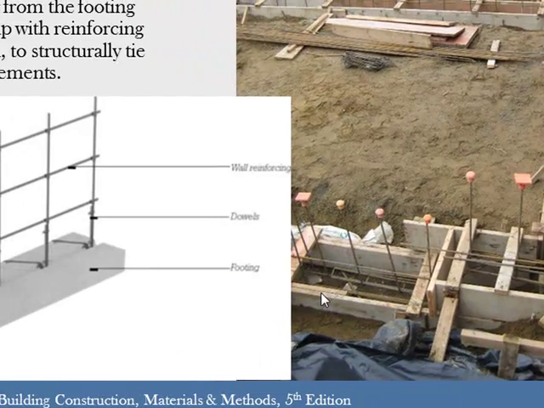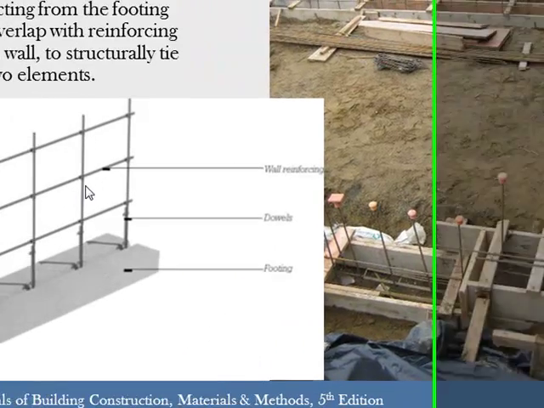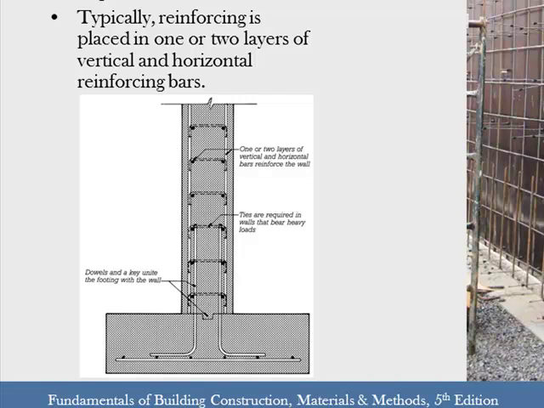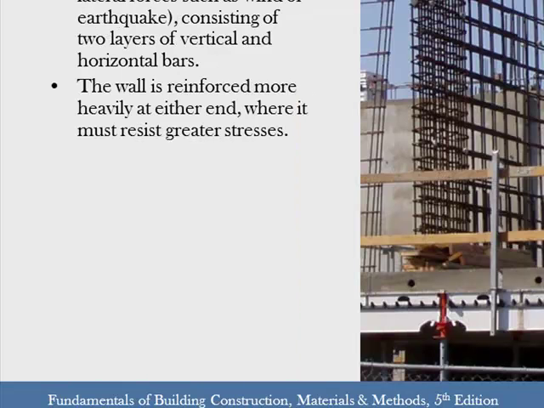You cast your footings, and then you put your reinforcing, you tie it together, and then it goes up into the wall. Here's a detail of a wall, a concrete wall attached to a footing where the reinforcing has been tied together, so you can see how that's done. Typically the reinforcing is placed in one or two layers of vertical or horizontal reinforcing bars, and then it's tied together.